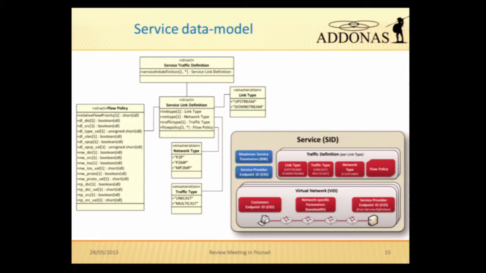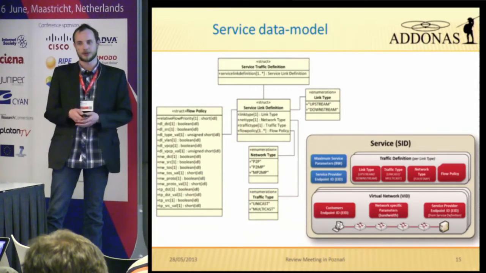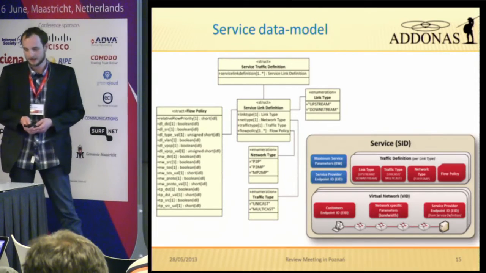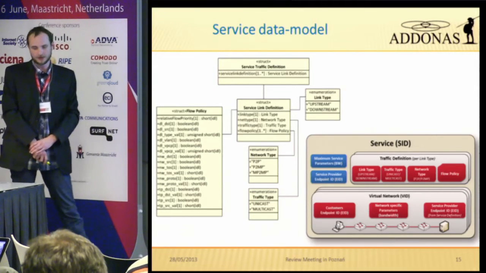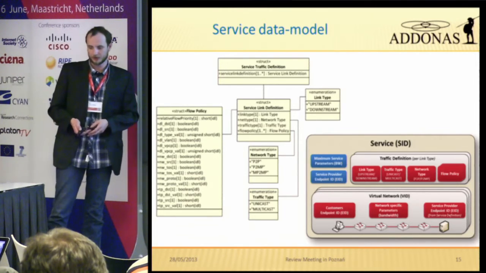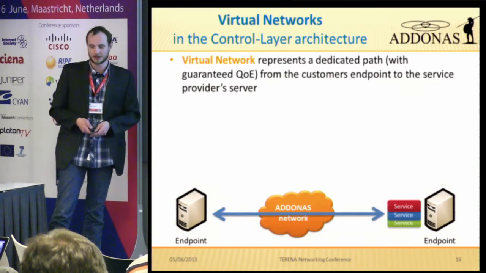Here we can see the service data model. Each service is defined per direction. So here we can see the traffic definition, which has a link type, upstream and downstream. Each traffic might be unicast or multicast because it is a different pattern. Then the network type: point-to-point, point-to-multipoint, or multipoint-to-multipoint. And flow policies, which describe what traffic will be transported by the virtual network.